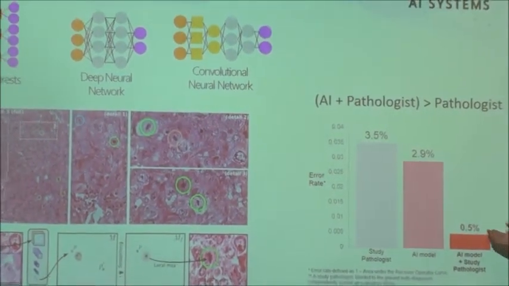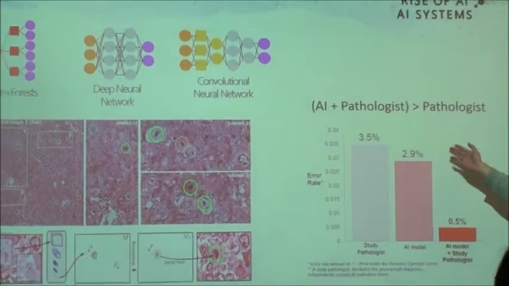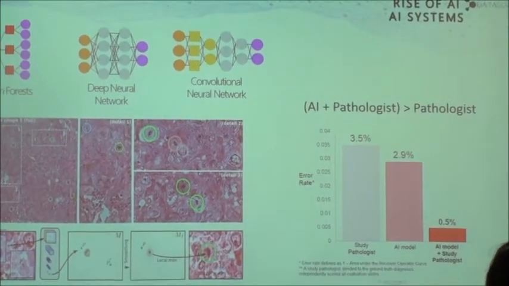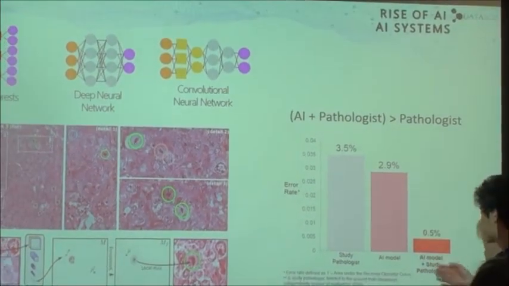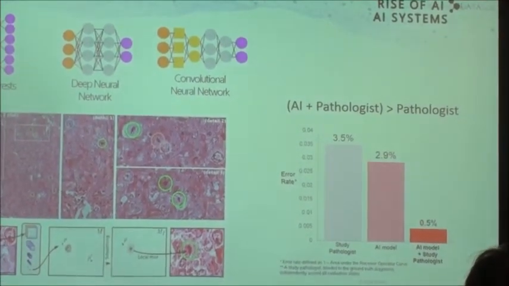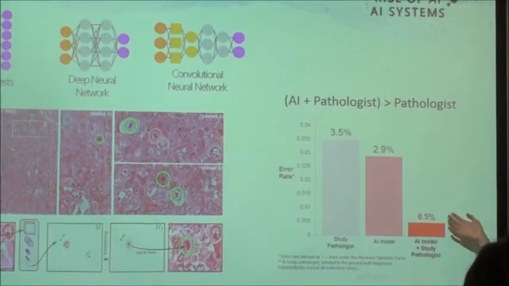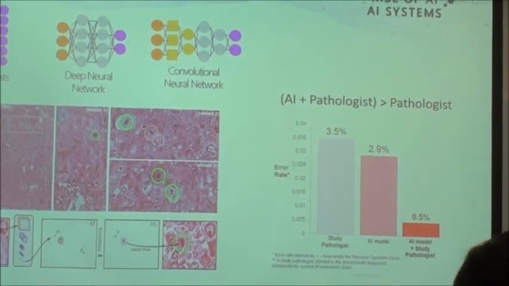Also, if you combine a pathologist and artificial intelligence, you can see that the error rate has been reduced dramatically from 3.5% to just 0.5%. Although this error may seem small, a 2% difference is probably life or death.